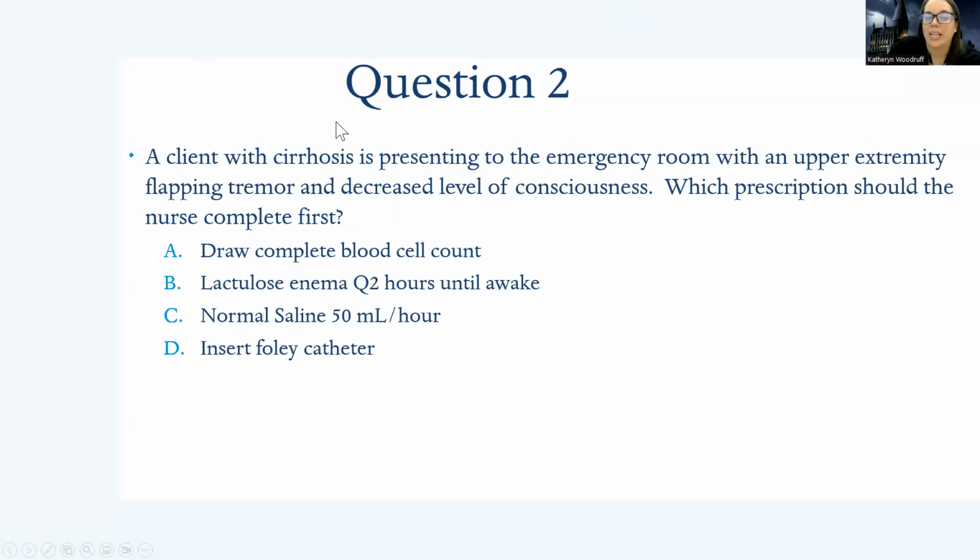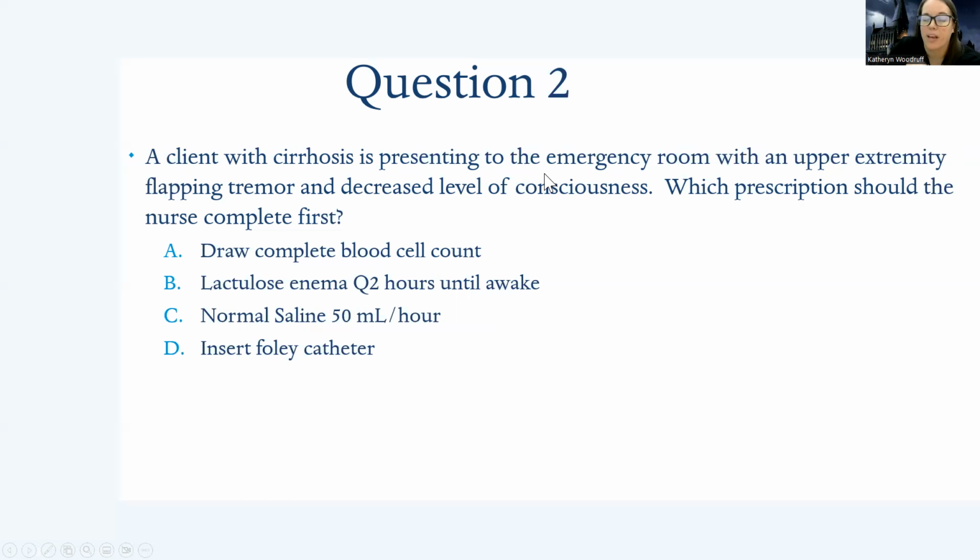So question 2: a client with cirrhosis is presenting to the emergency room with an upper extremity flapping tremor and decreased level of consciousness. Which prescription should the nurse complete first? So it's talking about a client with cirrhosis. I always think C for cirrhosis, it's chronic liver failure. They have upper extremity flapping tremor and decreased level of consciousness.